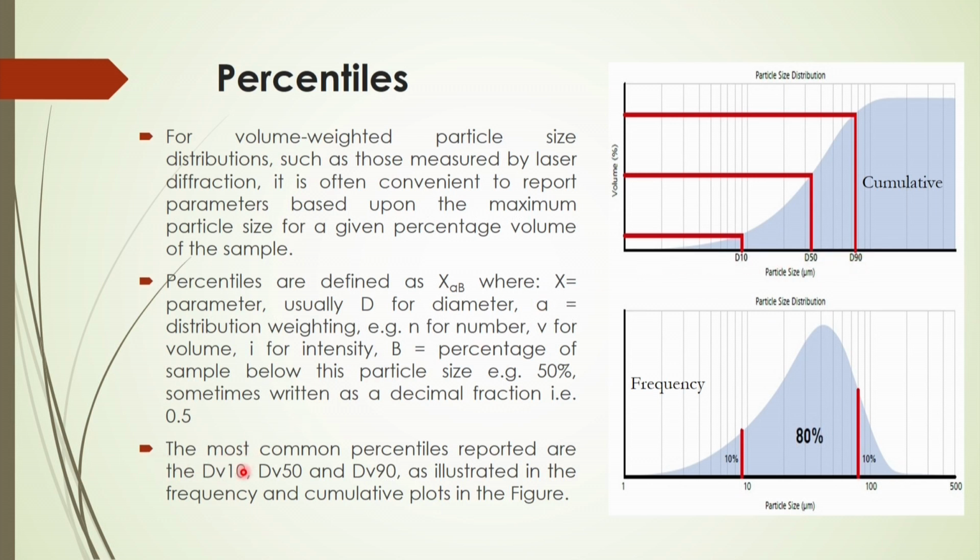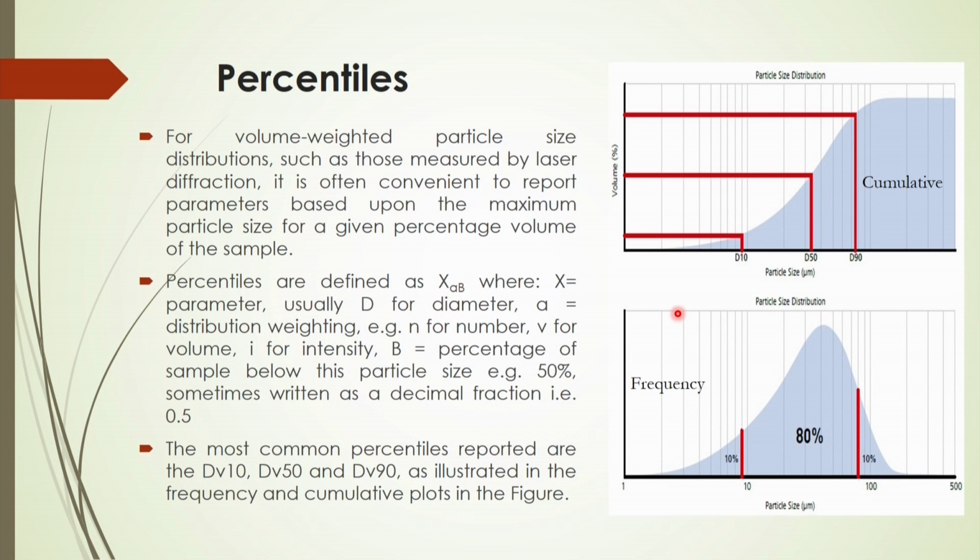Similarly, the most common percentiles reported are dV10, dV50 and dV90, as illustrated in the frequency and cumulative plots in the figure like this. Here within this, 80% of the sample will have the particle size and frequency overall of the total volume. This 80% of the volume will contain the number concentration of the particles, within this region of 10% to 10%. So, this is the representation of the percentiles in the particle size distribution.